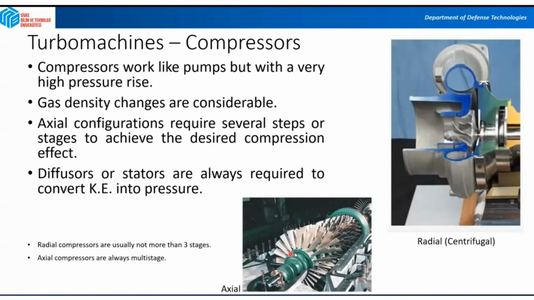This axial compressor, as you can see, has many stages. What is a stage? A stage is a set of two rows of blades. One row is rotating, like this row, and another row in between, which is not shown here, is not rotating. These two sets of rows we call a stage. We will look at them later. These axial configurations require several stages to achieve the desired compression effect. Why they need several stages, we will look at later.